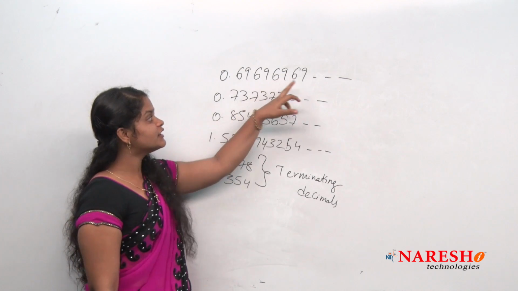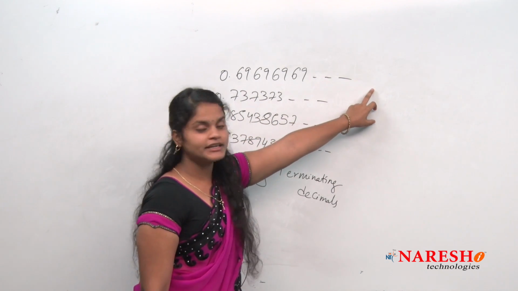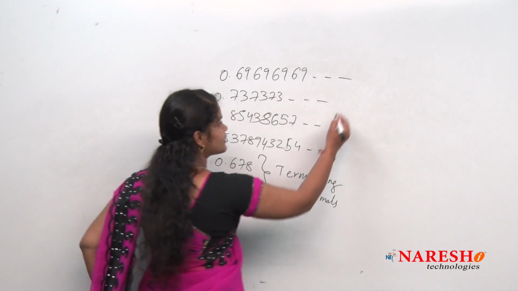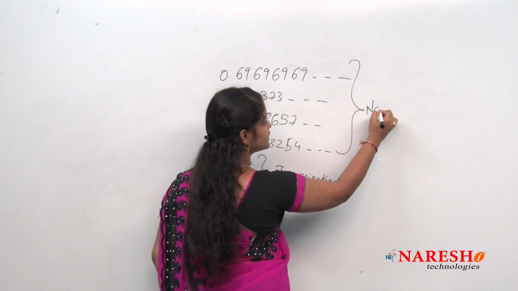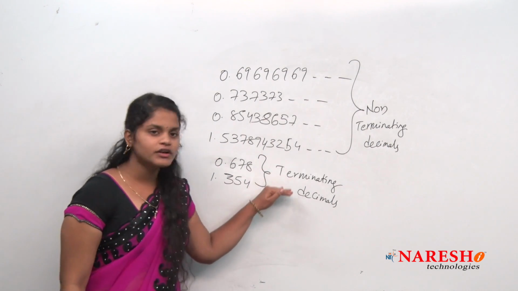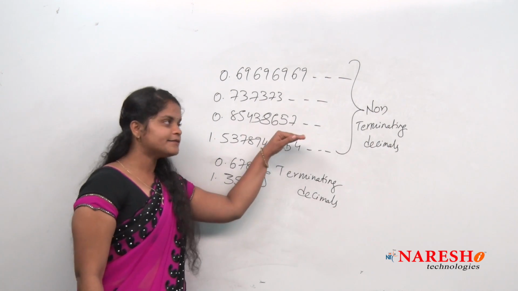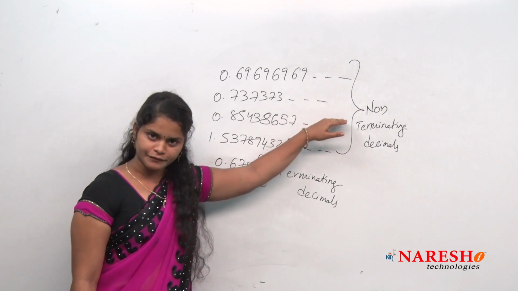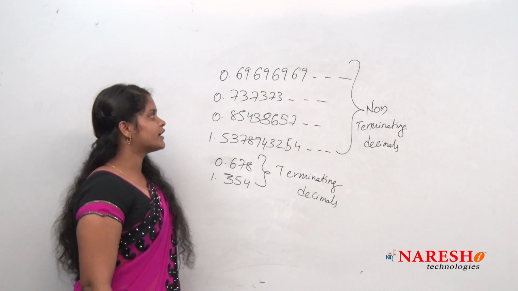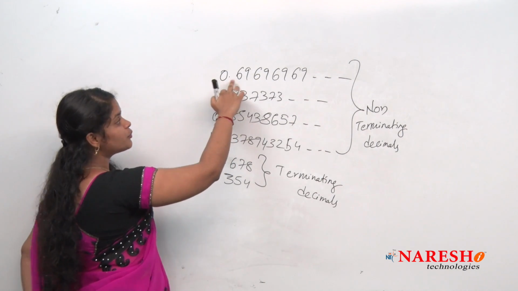But observe here, it goes on, which means it extends up to infinity. There is no end. Such decimals are called non-terminating decimals. If the decimal stops, it is called a terminating decimal, and if the decimal extends up to infinity, it is called a non-terminating decimal.